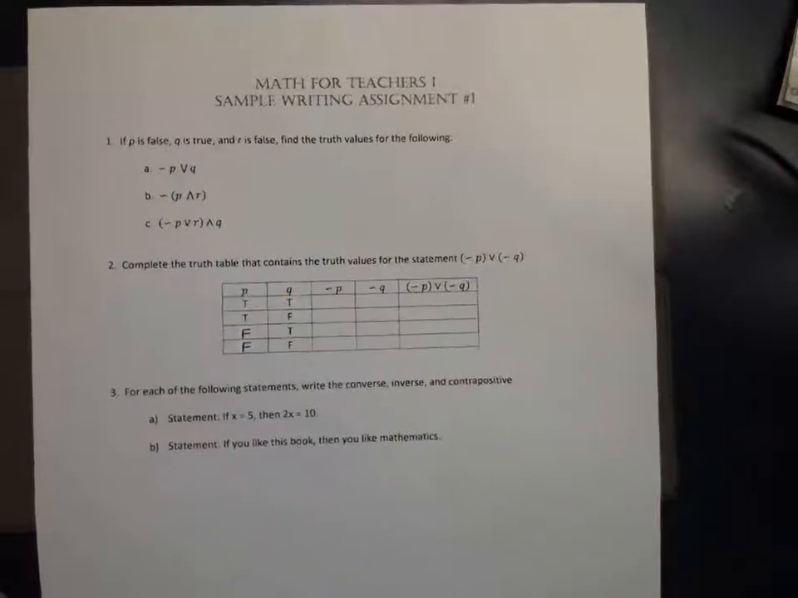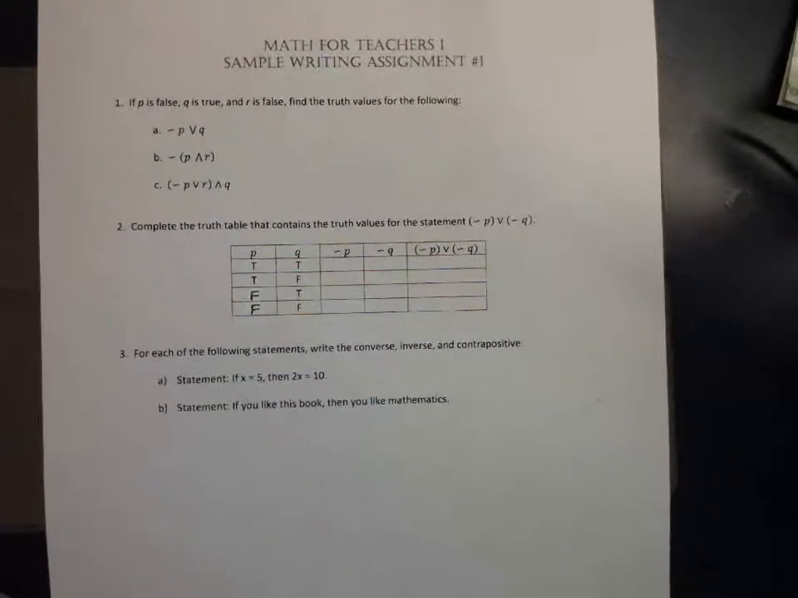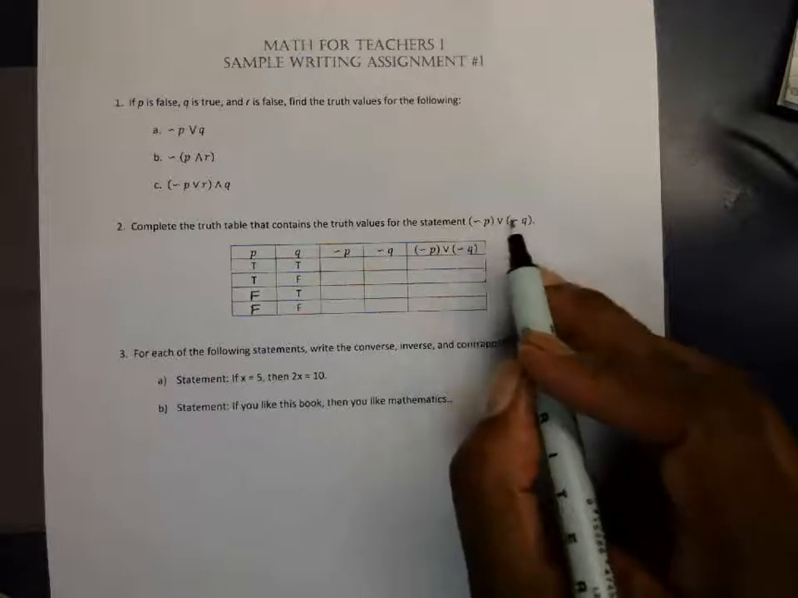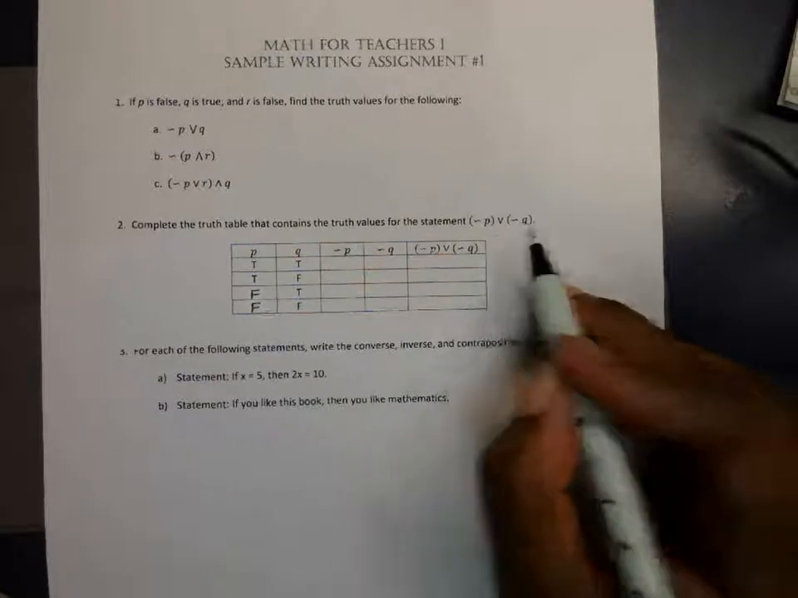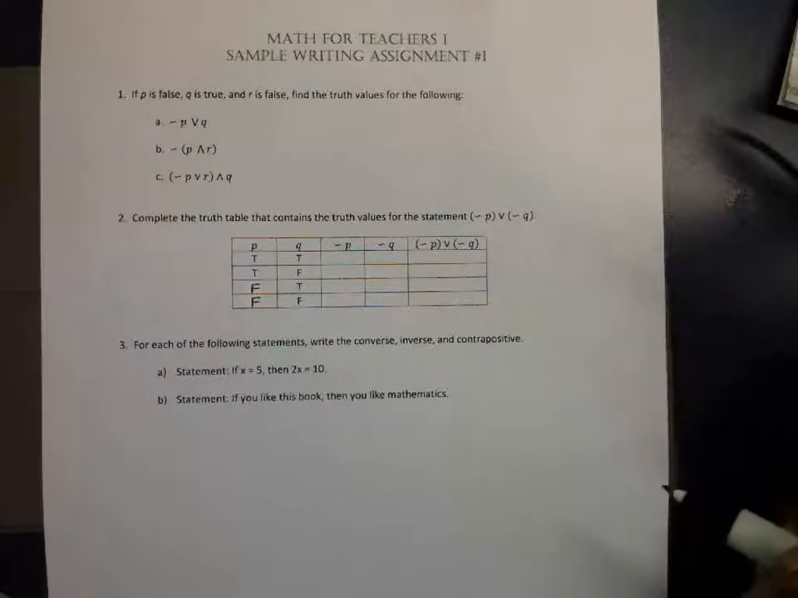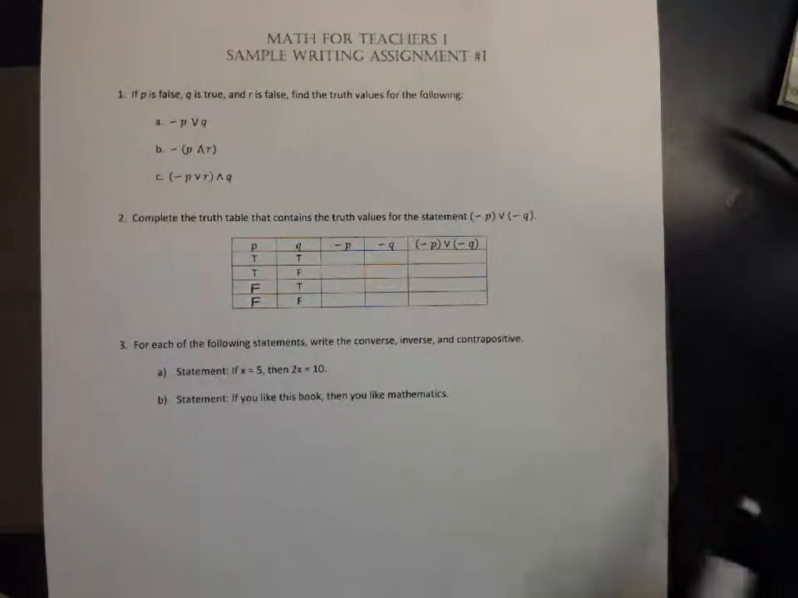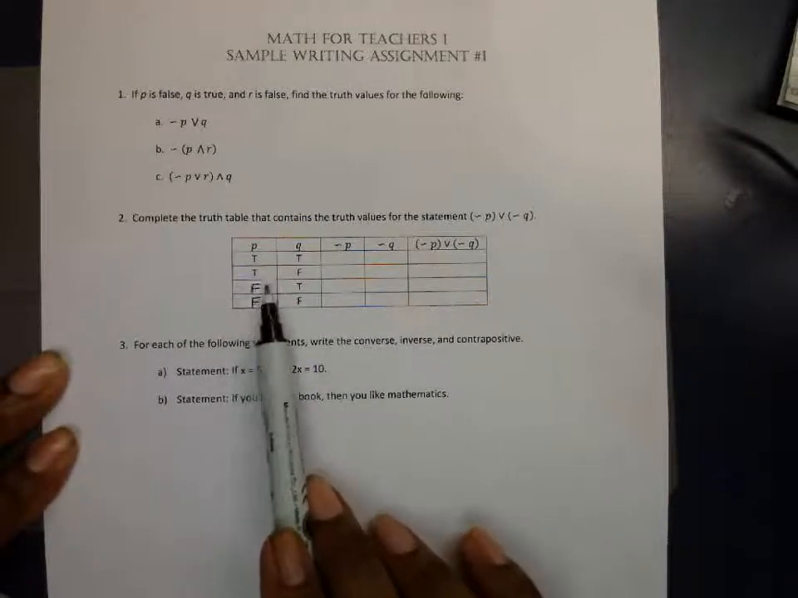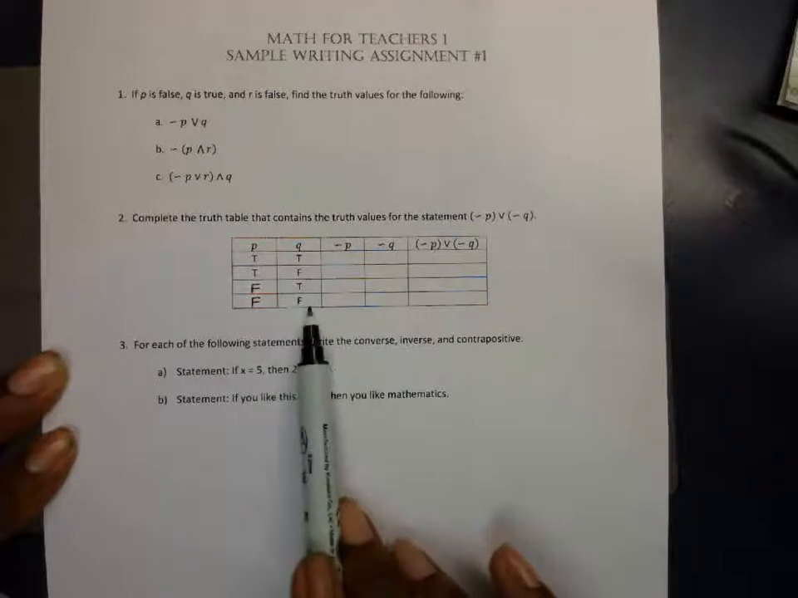is to complete the truth table that contains the true values of the statement not P, excuse me, not P or not Q. Not P or not Q. All right, now we're going to start with this. We got P and Q that are given.